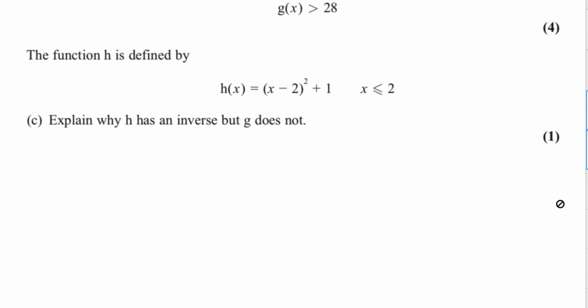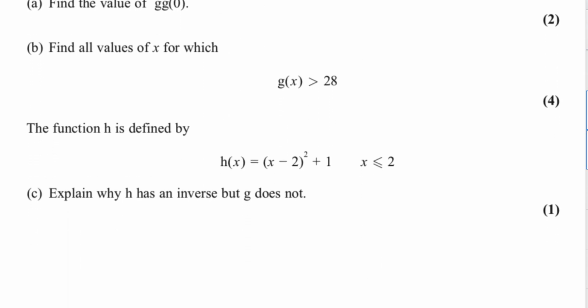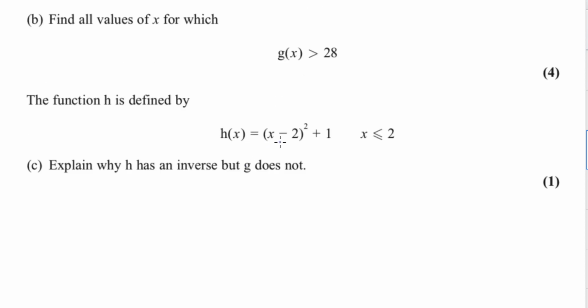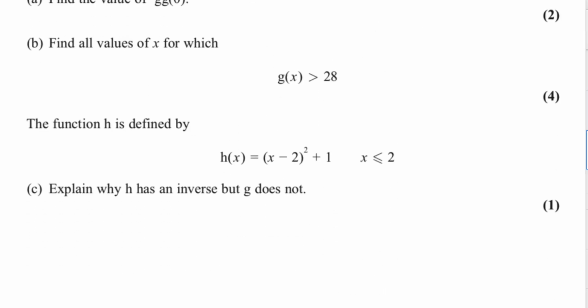So h of x is now the x minus 2 all squared plus 1 function. So h is just this line here. This now doesn't exist for h. It exists for g but not for h. And it says, why does h of x have an inverse but g of x doesn't?